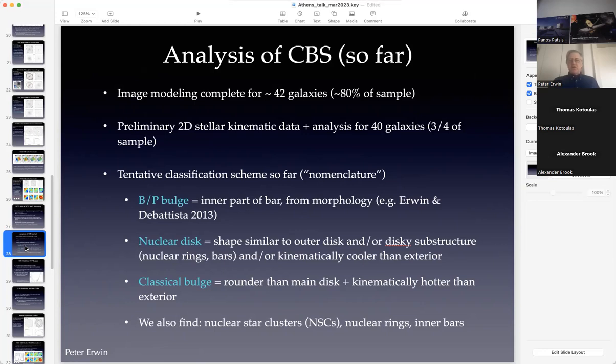We see nuclear disks, and we identify these as having shapes similar to the outer disk or clearly disk-like substructure, nuclear rings and bars, and/or the fact that it's kinematically cooler than the surrounding part of the disk or the boxy peanut bulge of the bar. Classical bulges, which are rounder than the main disk and kinematically hotter. We also find nuclear star clusters, nuclear rings, and inner bars, although we won't talk about them very much.